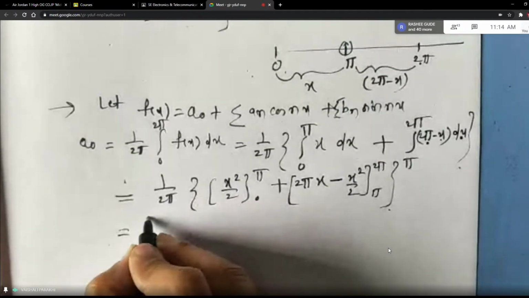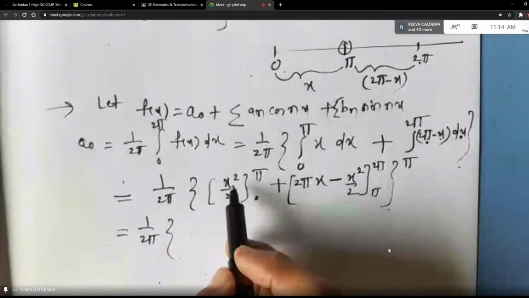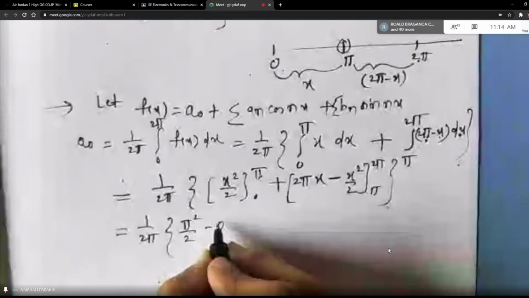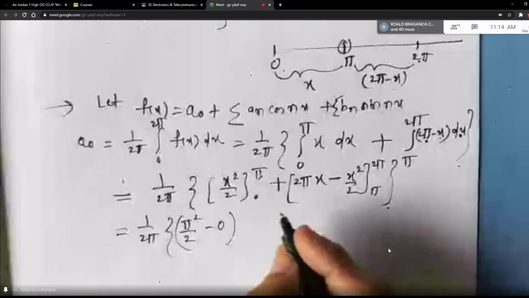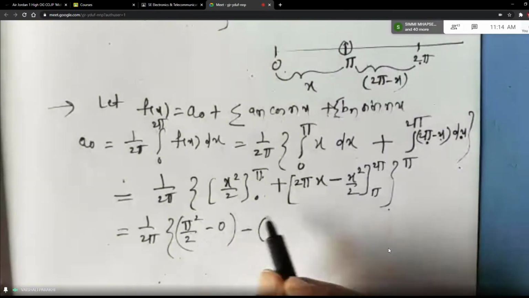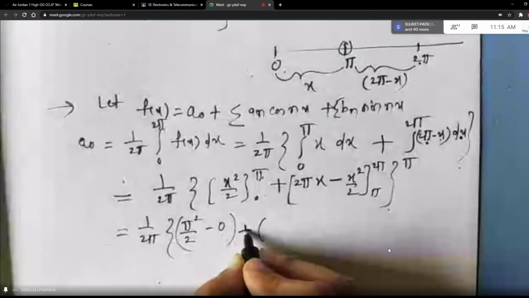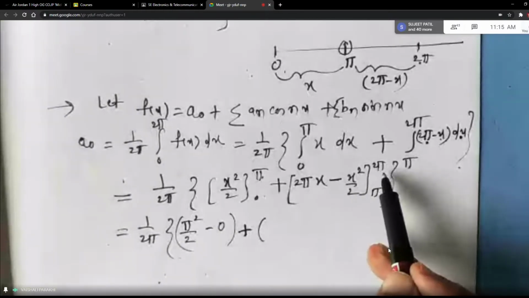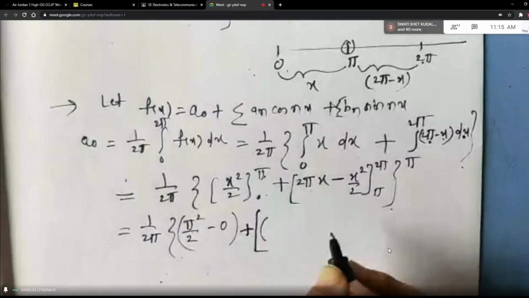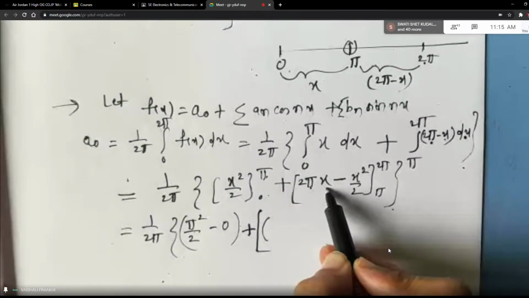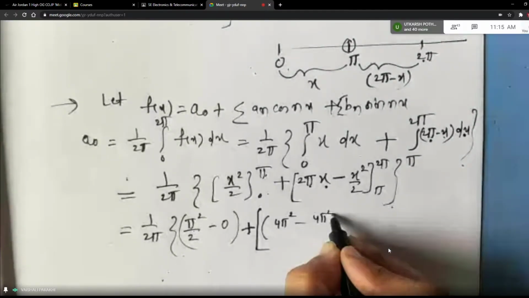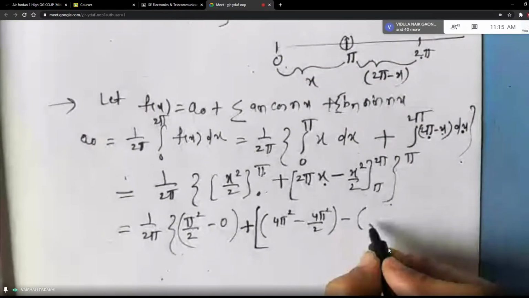Now let us substitute upper and lower limits. Upper limit is pi here, so pi square by 2 minus 0, because 0 by anything is 0. Minus lower limit is 0. Correct? So that is done. Upper limit and lower limit. Now plus. Now in this, first put upper limit which is 2 pi. So it is 2 pi into 2 pi, so 4 pi square minus 4 pi square by 2. Minus lower limit will be 0 minus 0.